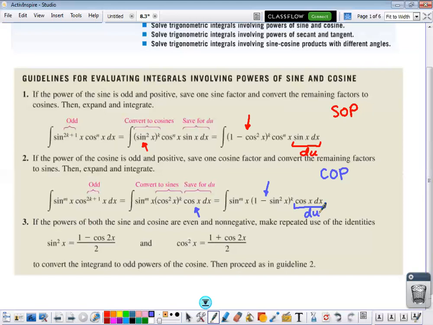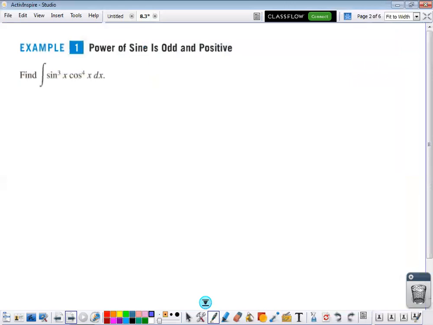Using u substitution, you would let u equal sine. And then case number 3 is if both powers of your sine and cosine are even and non-negative, make repeated use of the identity sine squared x equals 1 minus cosine 2x over 2. That comes from the double angle formulas in trig. It's been manipulated and solved for sine squared and then cosine squared, to convert the integrand to odd powers of the cosine, then proceed as in guideline 2. A lot of this is sometimes trial and error. You just have to figure out what to let your u equal and how to convert it.